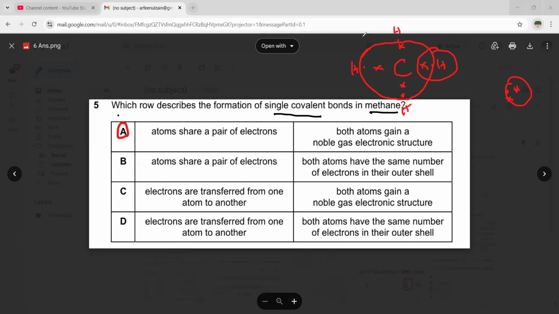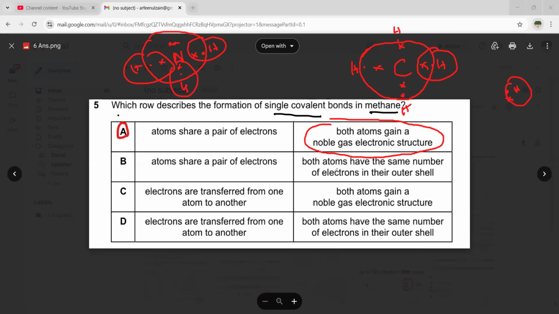So whenever atoms share electrons, they always try to complete a noble gas configuration. Like in the case of ammonia, nitrogen bonded with hydrogen. Hydrogen has a noble gas configuration with 2 electrons, and nitrogen also reaches a noble gas configuration with 8 electrons. So whenever there is a sharing of electrons between atoms, they always reach the noble gas structure.